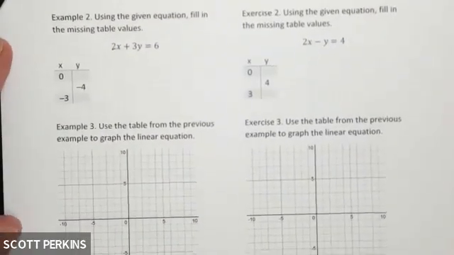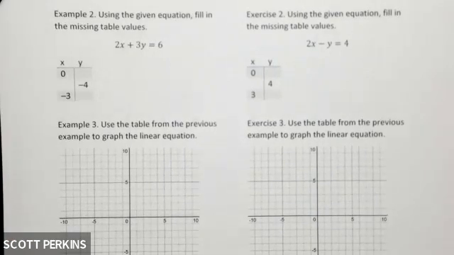So we're going to look at example 2. In example 2, I've given you a linear equation of 2 variables, 2x plus 3y equals 6. Okay, that defines the relationship between that x and y. And so what we're going to do, I'm going to do the first one, and then I'm going to let you do the next 2, is we're going to fill in the missing value.